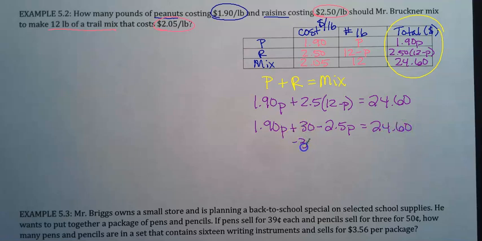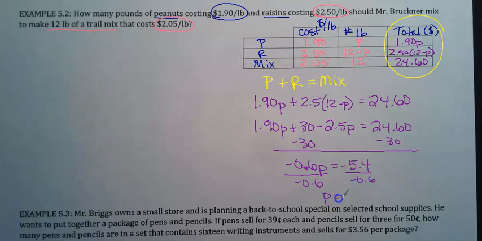I'm going to subtract 30 from both sides. Okay, but at the same time, I'm going to add my like terms. 190p minus 2.5p is going to be negative 0.6p. That's a decimal. And that's going to equal 24.60 minus 30, which is negative $5.40. Again, I'm leaving the zero off, like I know it's money. I'll put that back on at the end, but still showing my work. All right, I'm going to divide by negative 0.6 on both sides so that I find out my p equals 9.